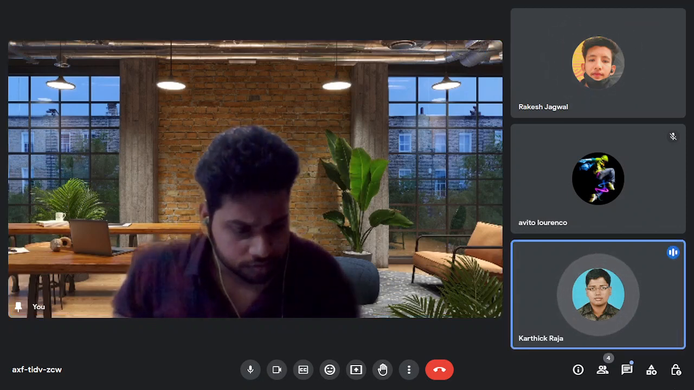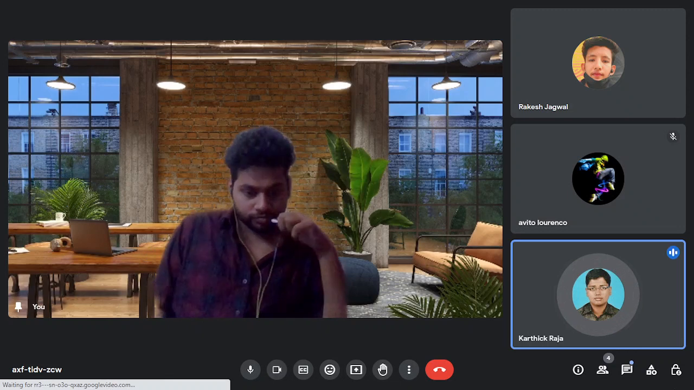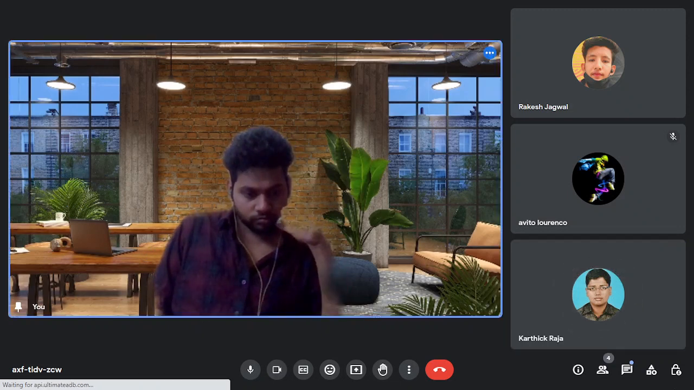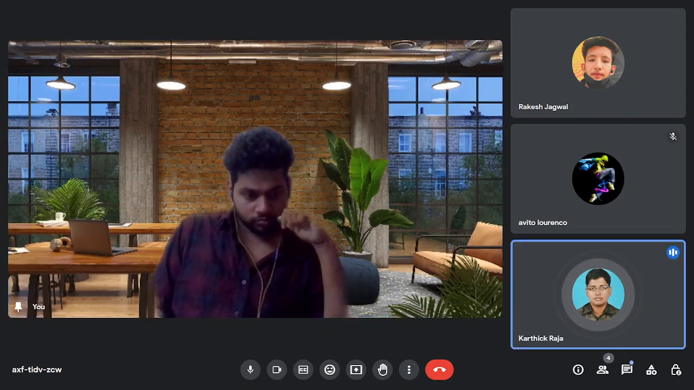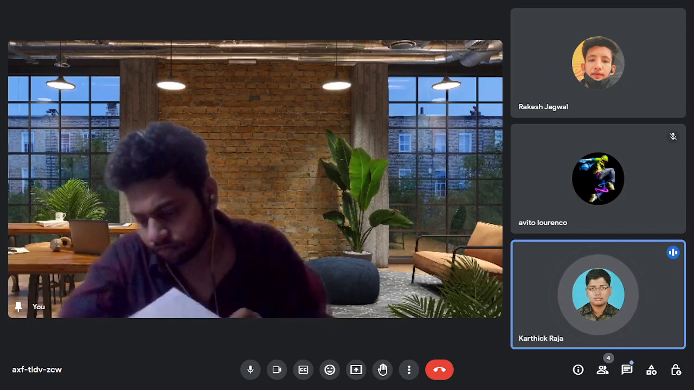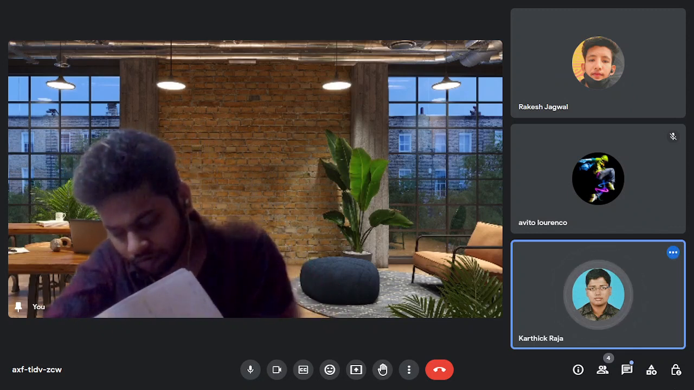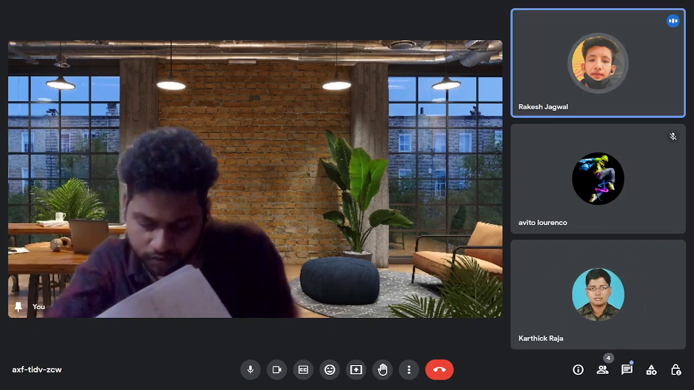Another important thing is that ceiling fans and mixies use a universal motor. You know about that? Universal motor. No. A universal motor can run on both AC and DC.